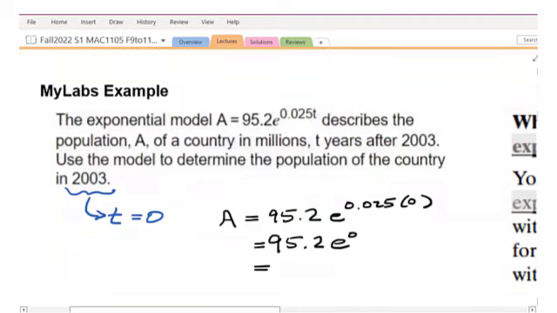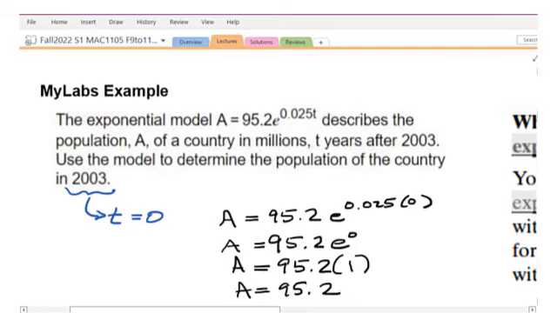And what is any number raised to the 0 power equal to? No, good guess, but actually no. By definition, when you raise to the 0 power, you get 1. And your calculator knows that, by the way. If you use the e to the power button on your calculator and raise it to the 0 power, you'll see that your calculator says 1. So A is equal to 95.2. So the number of people in 2003 was 95.2 million.